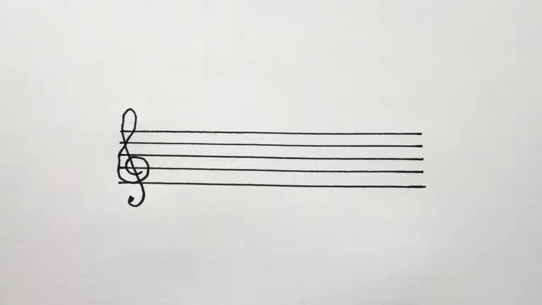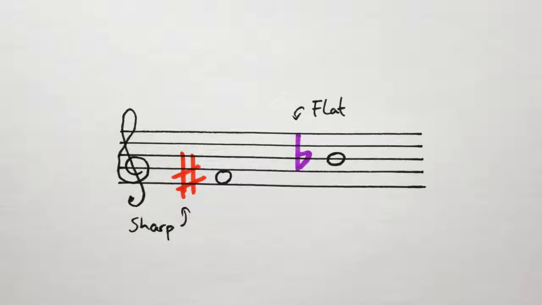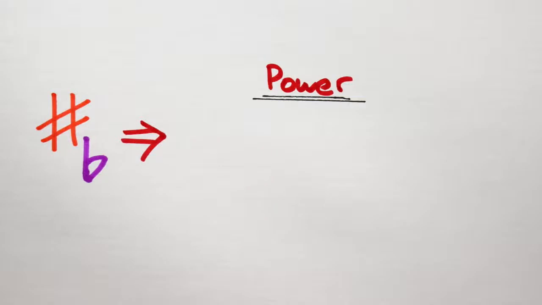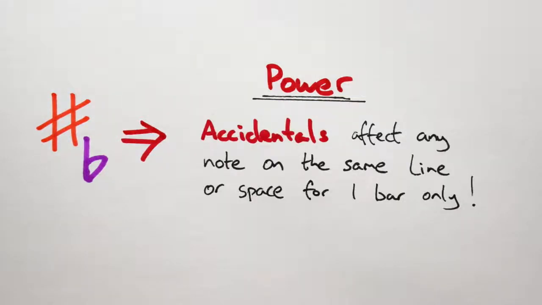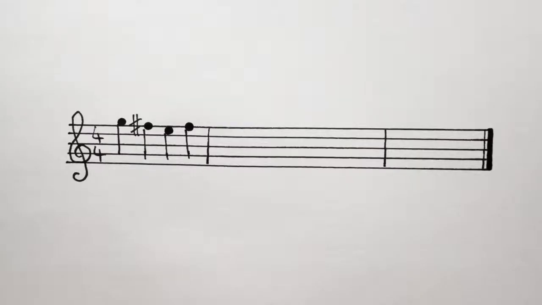Okay, so let's talk about sharps and flats some more, shall we? When a sharp sign or a flat sign is written in front of a note, we call it an accidental. Accidentals have special powers, in that they affect any note on the same line or space for the remainder of the bar. Like this bar looks like it only has one F sharp, right? But in fact it has two, here and here, because the accidental's power lasts for the duration of the bar. No need to write in a second accidental, and this keeps things nice and clean.